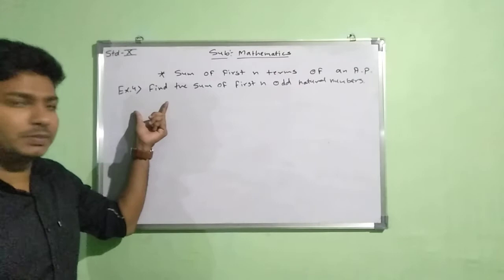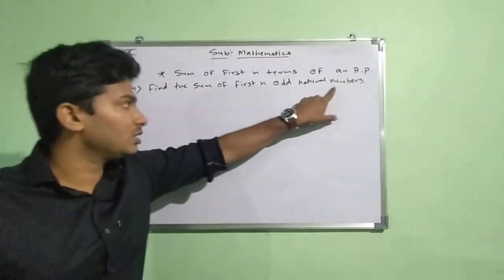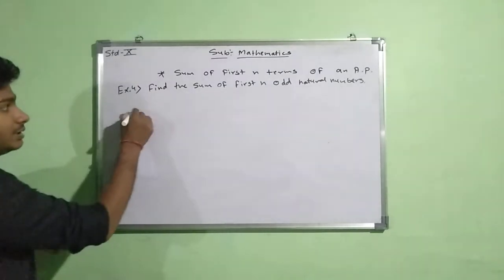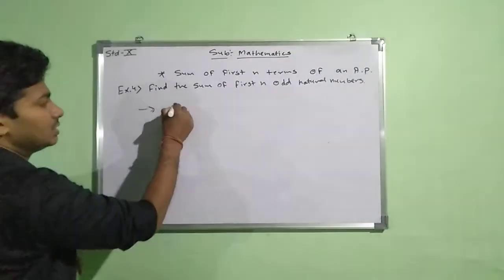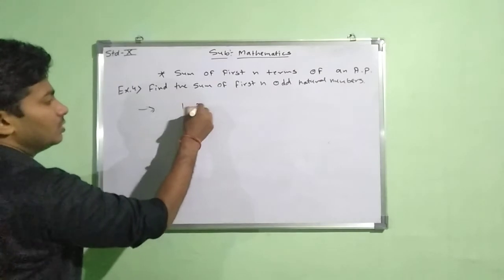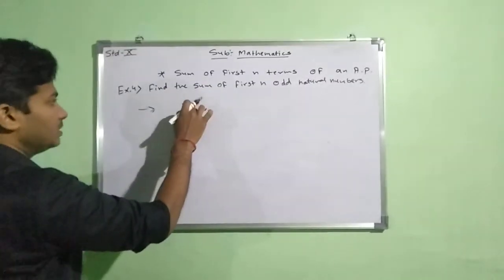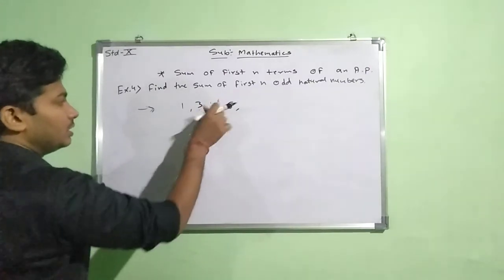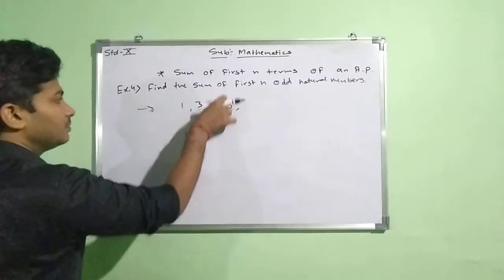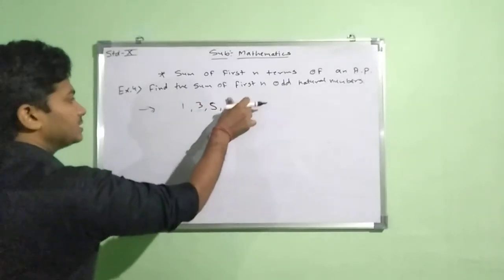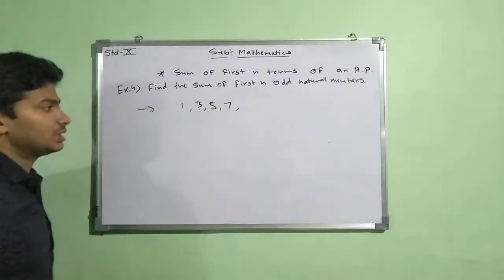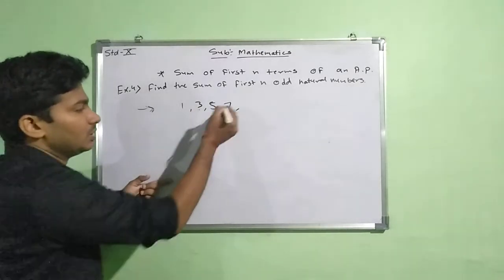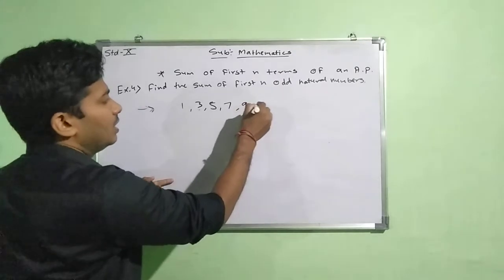So this is the fourth example. Find the sum of first n odd natural numbers. Here we have to find the sum of odd natural numbers. So first we need to write the arithmetic progression, which is 1, then 2 is not an odd number, so 3, after 3, 5 will come, after that 7 will come. Numbers which are not divisible by 2 are called odd numbers. After 7, 9 and so on.